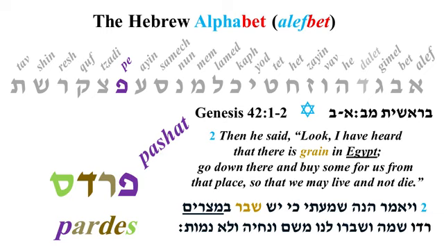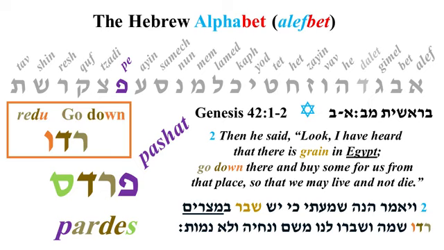All right. Notice he does say, "Hey, go down there and buy some for us." That word "go down" is redu. And look at it. It's a resh, dalet, vav. There's the resh, dalet, raid, to decline, go down to Egypt. We've just talked about that, and here's an example worked into this passage.